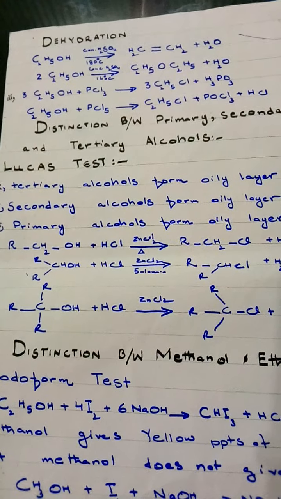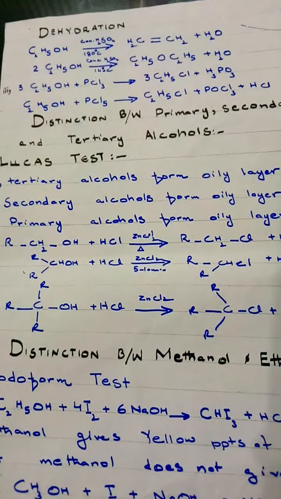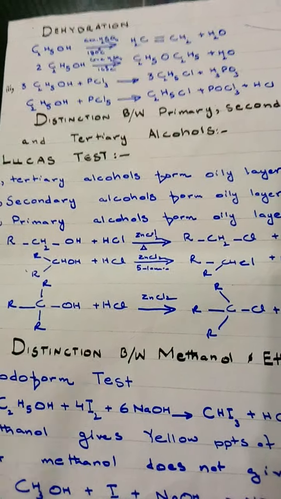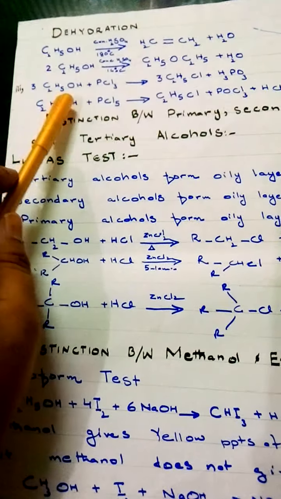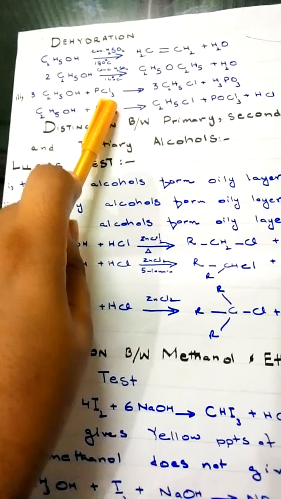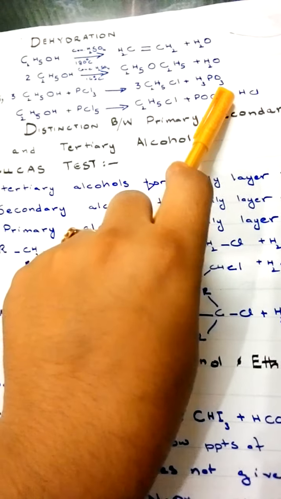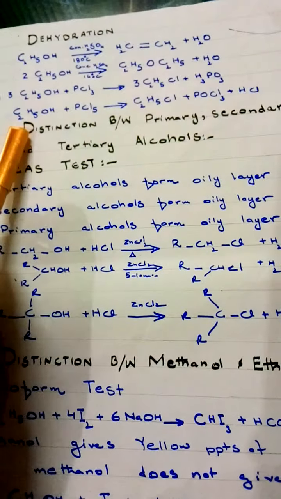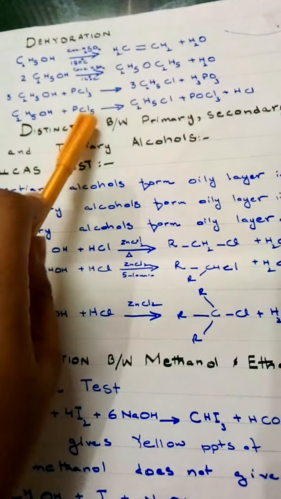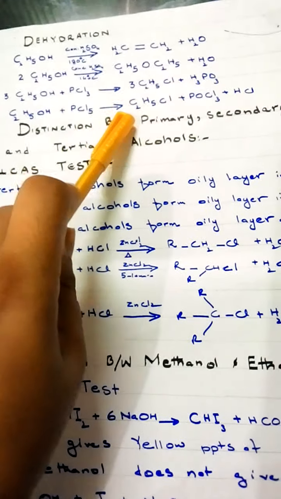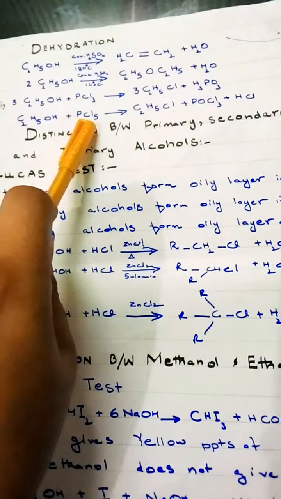Number third is reaction with phosphorus halides, PCl3 and PCl5. Ethyl alcohol reaction with PCl3, and ethyl chloride is formed and phosphorous acid is produced. Ethyl alcohol when reacted with PCl5, phosphorus pentachloride, then ethyl chloride is formed and plus POCl3 and plus HCl.